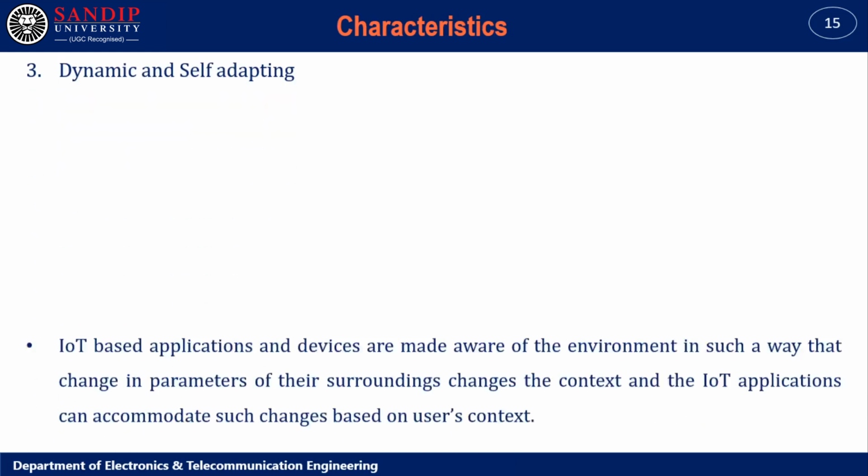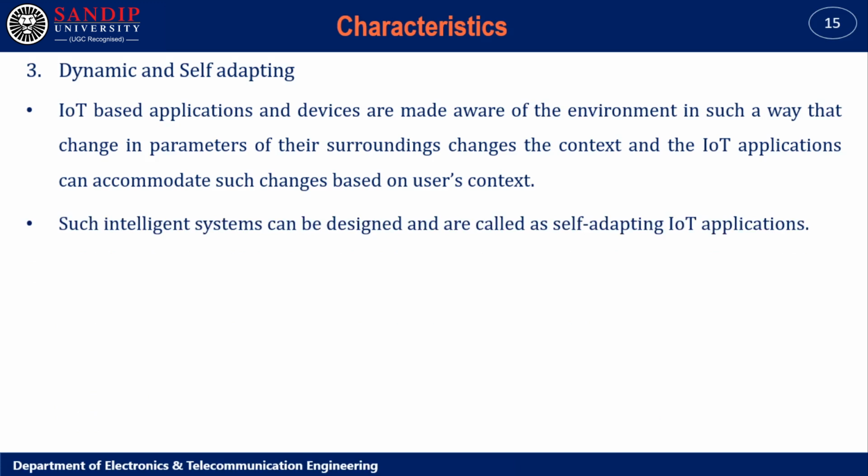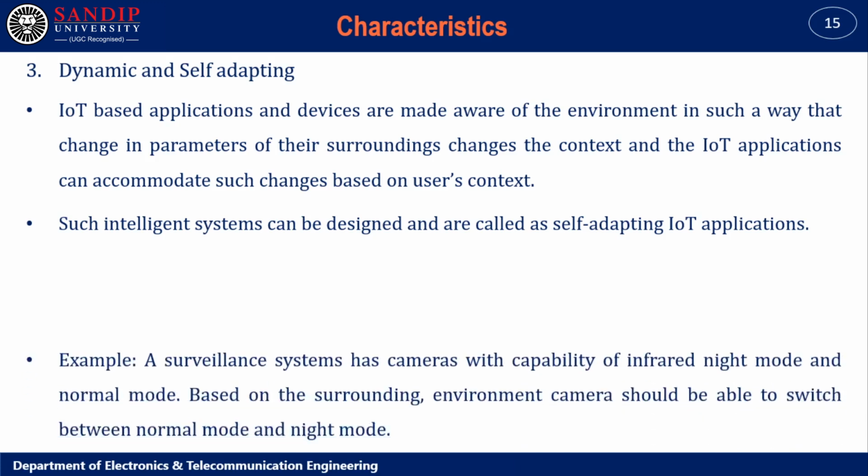Dynamic and self-adapting. IoT-based applications and devices are made aware of the environment in such a way that a change in the parameters of their surroundings changes the context, and the IoT application can accommodate such changes based on user context. Such intelligent systems can be designed and are called self-adapting IoT applications.